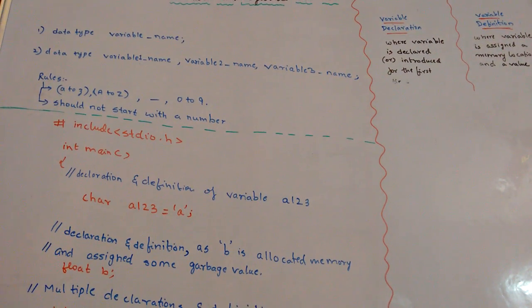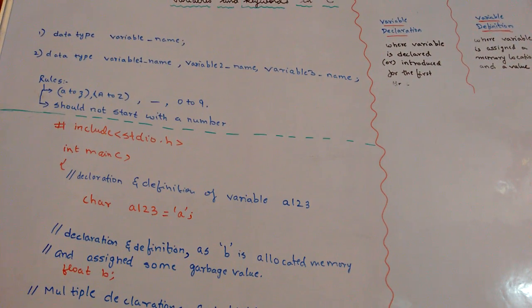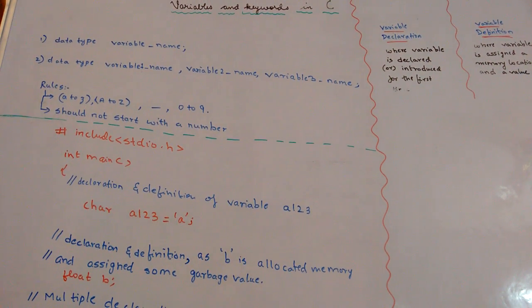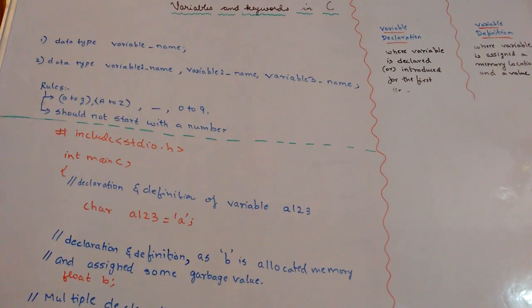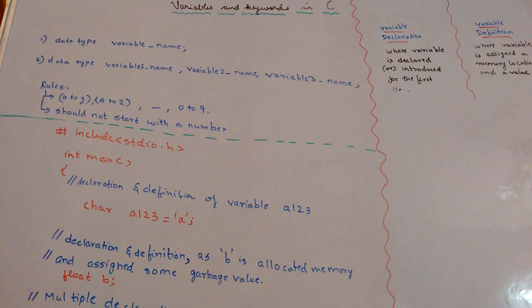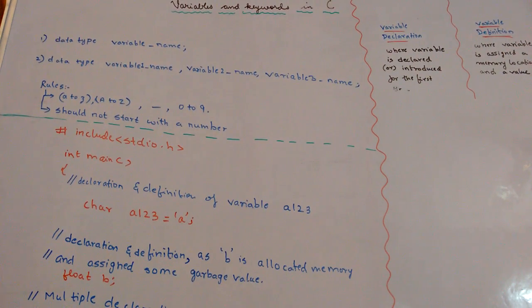Not only that, we can perform a specific set of operations on the variables as well. For example, we can do addition on variables. We can do subtraction using variables. We can do multiplication, division, and also we can apply modulus, that is finding the remainder. We can do such operations on variables.